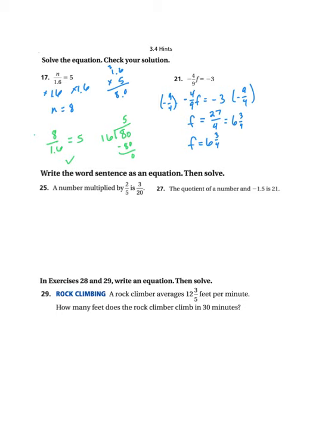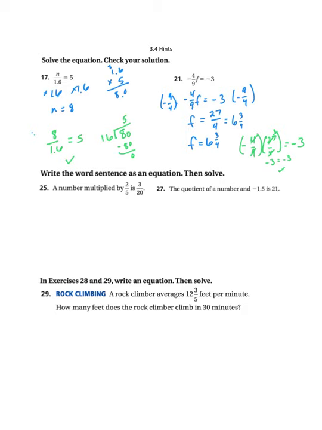I can do a quick check on that. I'm going to do negative 4/9. And this time I'm going to write f as an improper fraction, which was 27/4. And that equaled negative 3. I can simplify this before I multiply. I have common factors of 4 and common factors of 9. And I have negative 3 equals negative 3, which is correct.